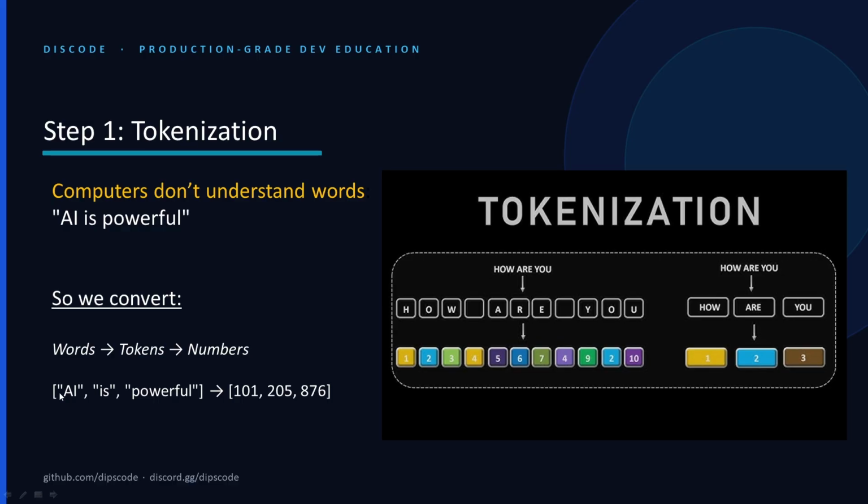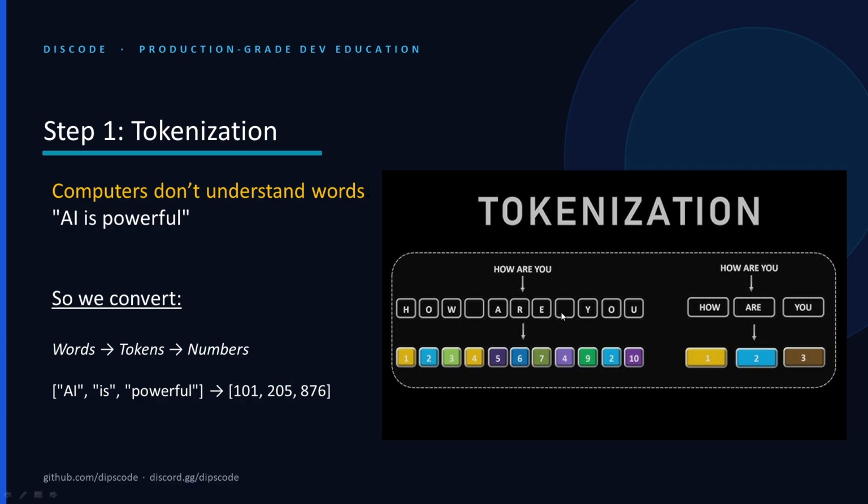The format will be an array of individual words: AI, is, powerful. Then these words are converted into numbers. So these are the numbers 101, 205, and 876. This is tokenization: converting the words into tokens and then the tokens into numbers. This whole process is known as tokenization.